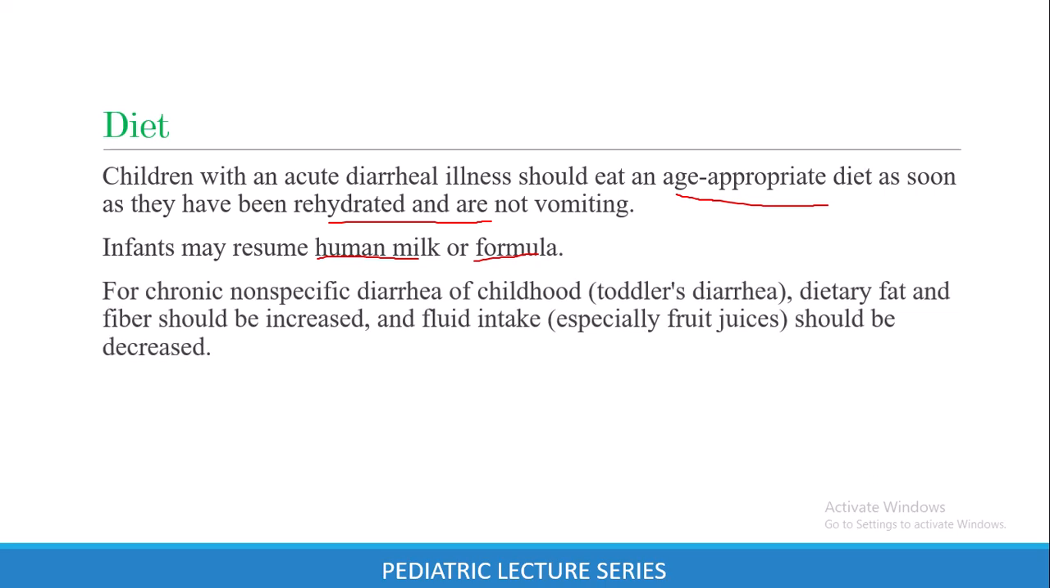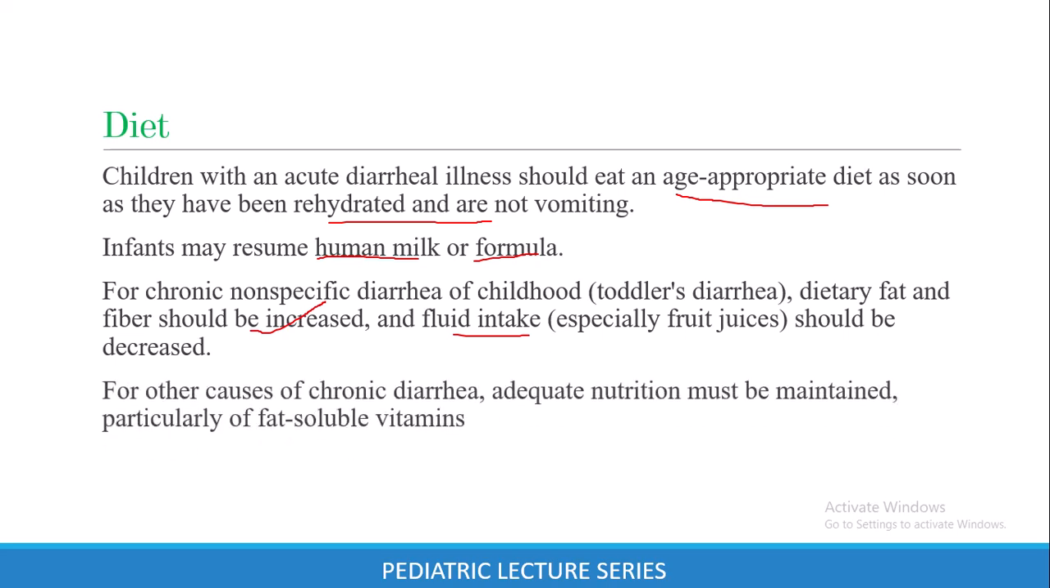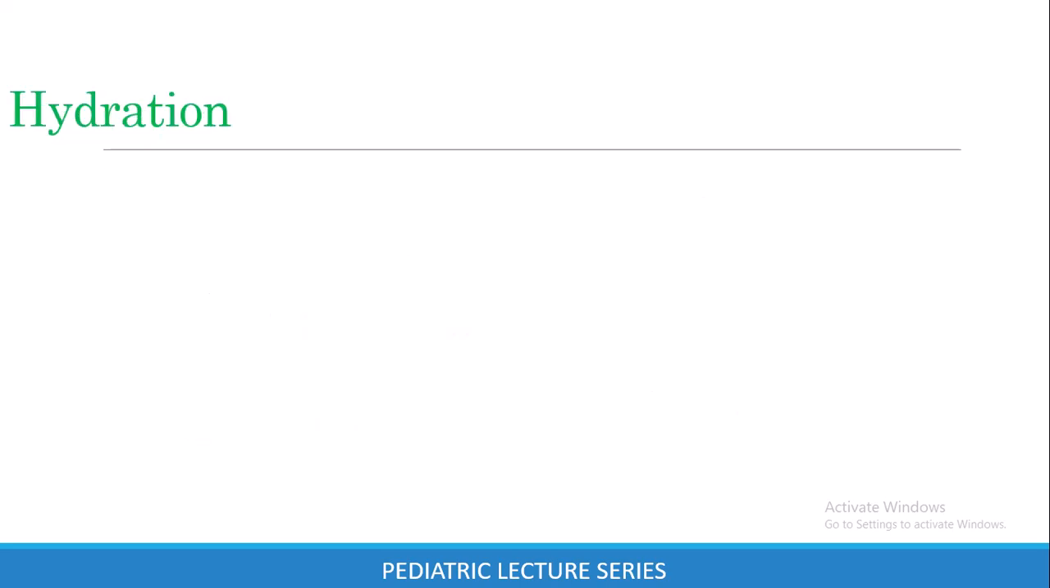For chronic non-specific diarrhea of children, dietary fat and fibers should be increased in the diet, and then food intake should be decreased because they are passing out all these fluids. For other causes of chronic illness, adequate nutrition must be maintained, particularly that of fat-soluble vitamins.